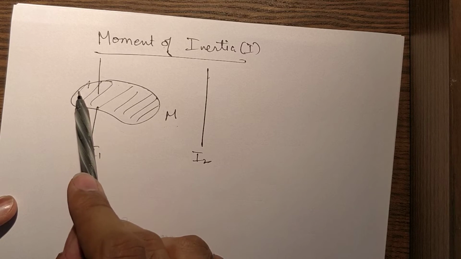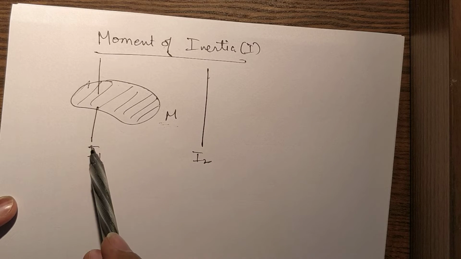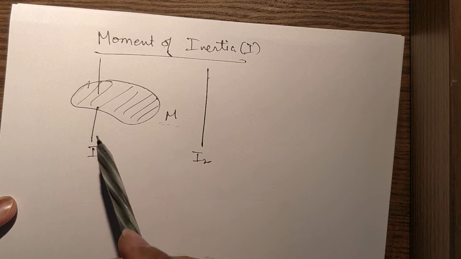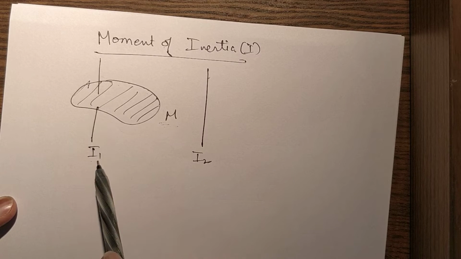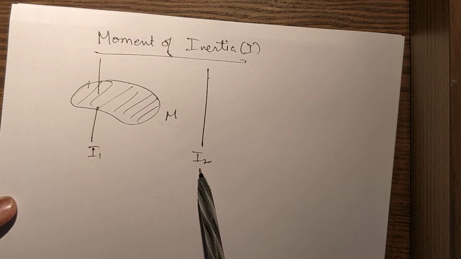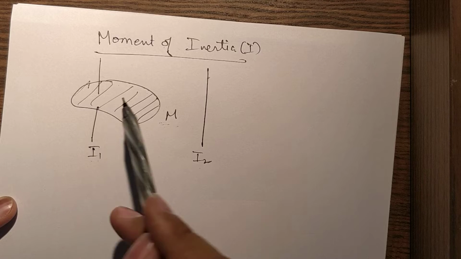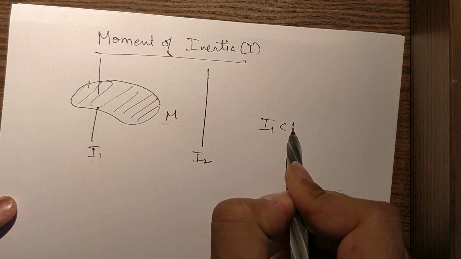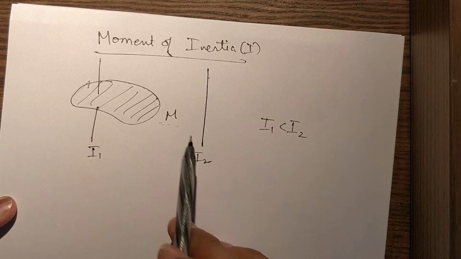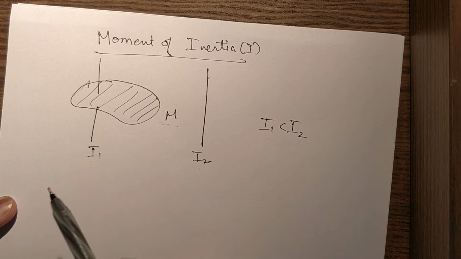For example, here we have taken this body of mass m, and here we have taken two axes. One is passing through the body, the other is not passing through the body. With respect to this axis, moment of inertia is I1, with respect to this axis it is I2. Now with respect to this axis, mass is closer as compared to the other axis, so we can say that I1 will be less than I2, because with respect to I2 mass is far away from the axis as compared to with respect to I1.